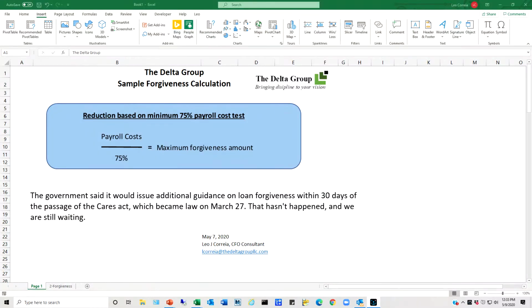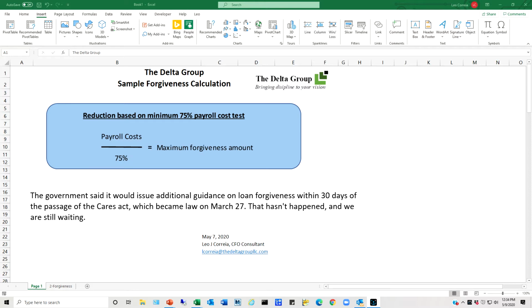Sample forgiveness calculation on the PPP program funded by the SBA, and we're going to talk about how the forgiveness calculations work. Basically, there are three tests. There's a 75% payroll test, a headcount or full-time equivalent test, and a 25% compensation reduction test. Right now, we're only going to talk about the 75% payroll cost test.